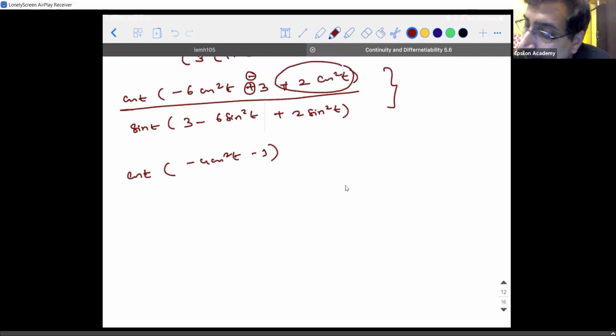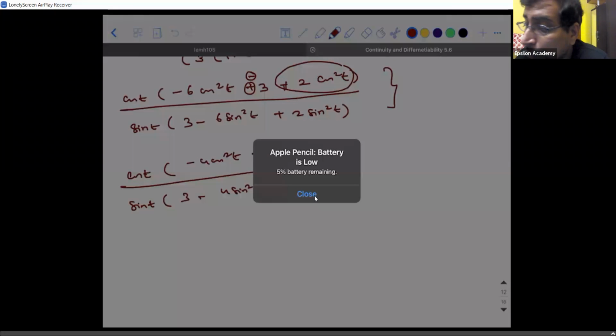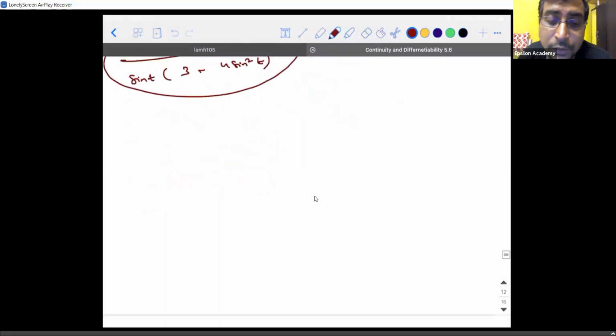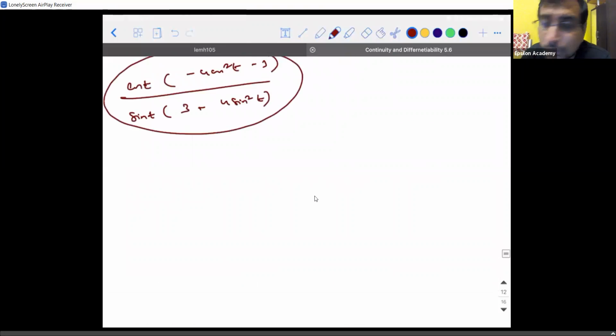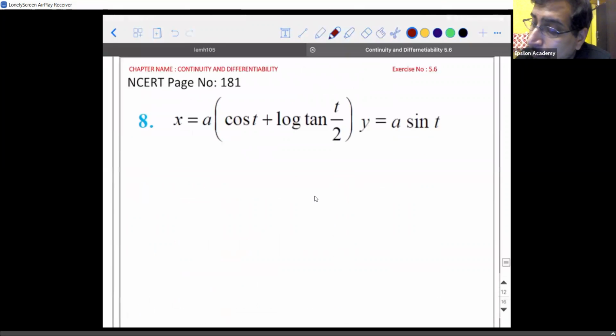Divided by sin t into 3 minus 4 sin square t. Actually, this should also have been plus. Let me check it again. Then you will get 3 sin t plus 4 sin cube t, which is sin 3t, and you will be able to solve it. Anyways, I'll check it again. I'll solve it and send. Let's not waste time on that. Okay. I will proceed to the next problem.